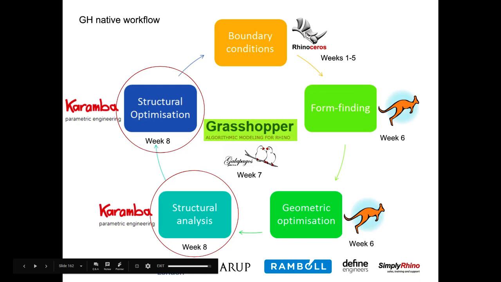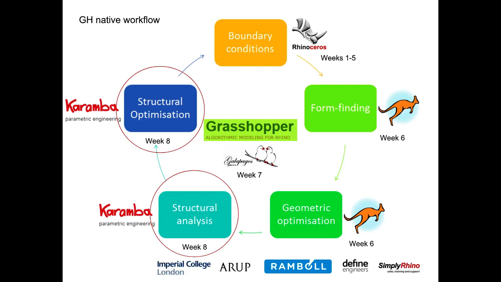A couple of weeks ago with Toby, you had a look at form finding in a very basic way with spring particle models, Kangaroo. Kangaroo can also do geometric optimization, so rationalize geometry, not just do form finding. It's sort of the same thing, but it's also not. And this week, we're looking at Karamba, which is a finite element solver, which is inside Grasshopper.